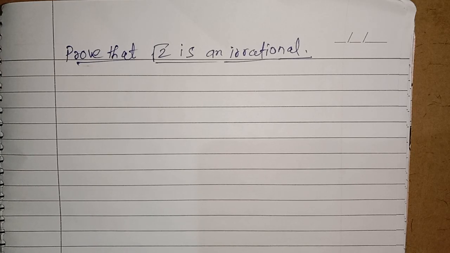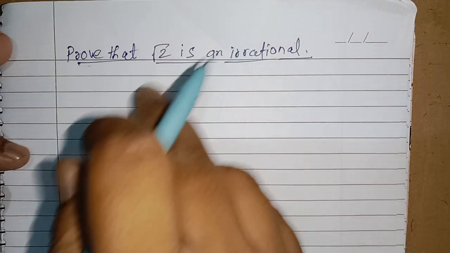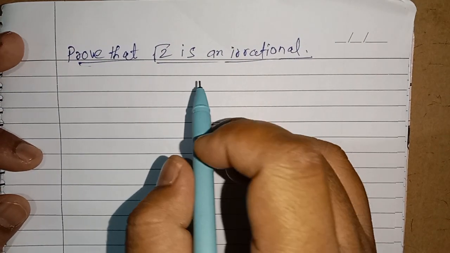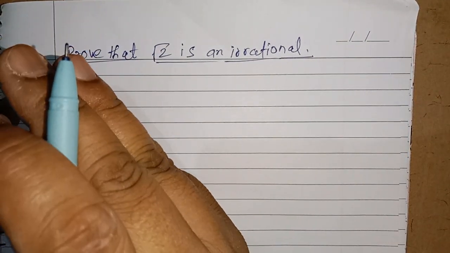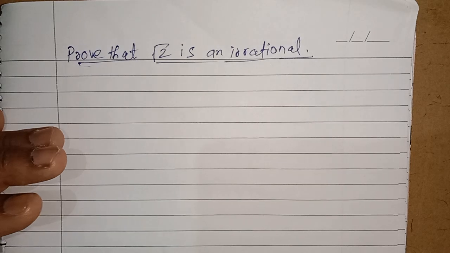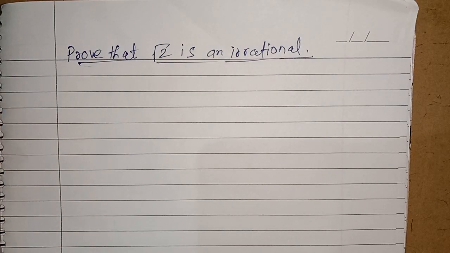In this video we'll see how root 2 is an irrational number. Okay, so this we will prove by the contradiction method. In the contradiction method, we first consider something, but finally we will see that it is not following the property of rational numbers, so it will become irrational.